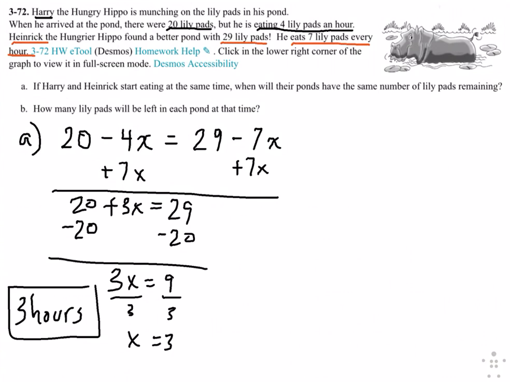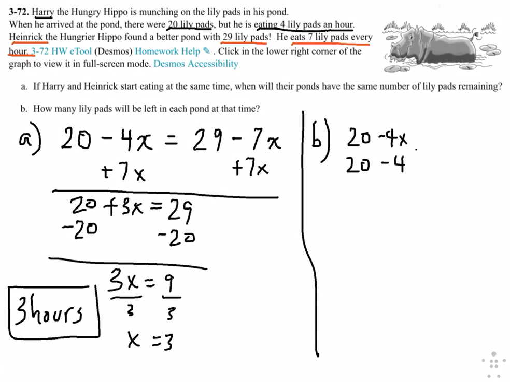And then it says how many lily pads will be left in each pond at that time. So in the first pond, in Harry's, it's 20 minus 4x, right? So that would be 20 minus 4 times 3. That would be 8 left, 8 remaining.